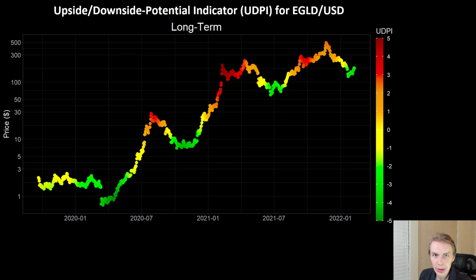If you've seen some of our other videos on the UDPI or our UDPI for EGLD, you're probably familiar with what you're seeing here. But in brief, I'm showing you the price history of EGLD across time, color-coded to the output of our risk indicator. So 5 is high risk, -5 is low risk. And you can see the model has tracked the risk of EGLD pretty well over time.